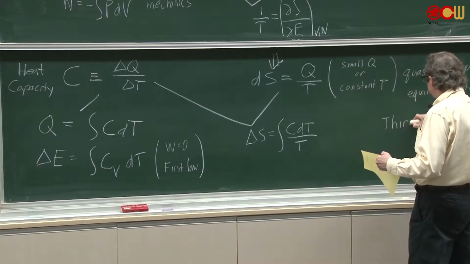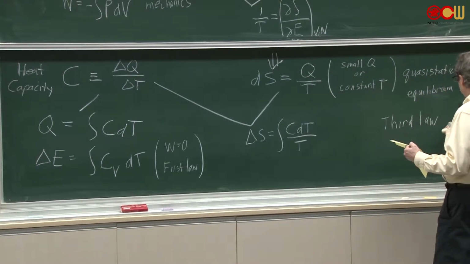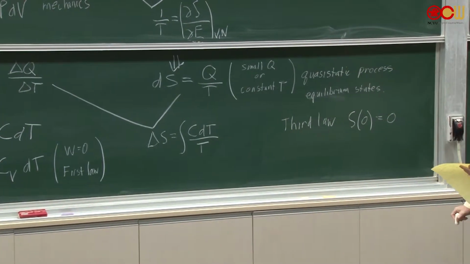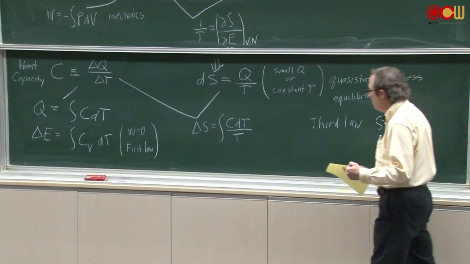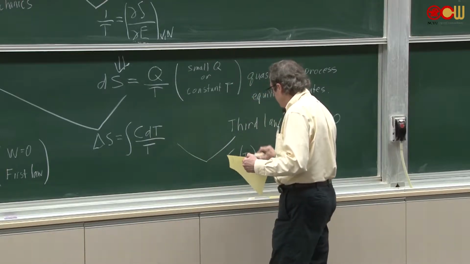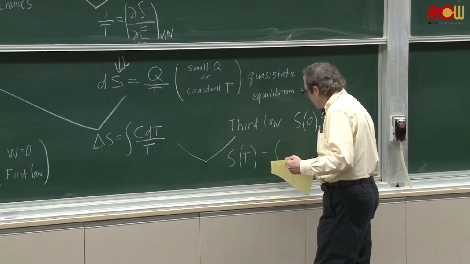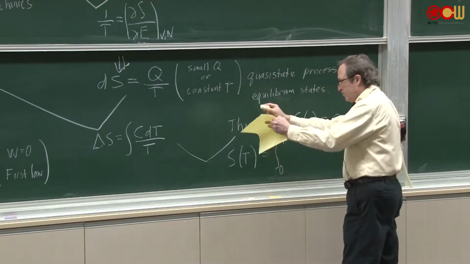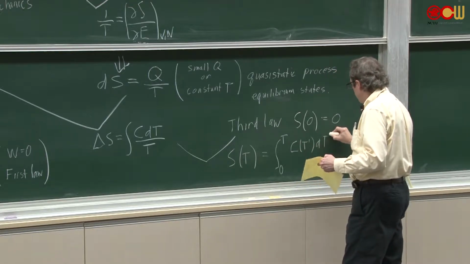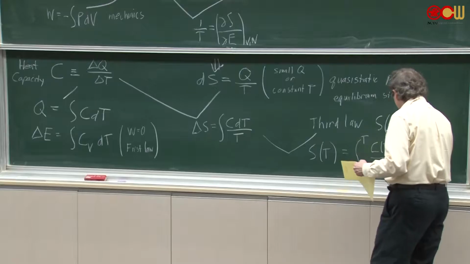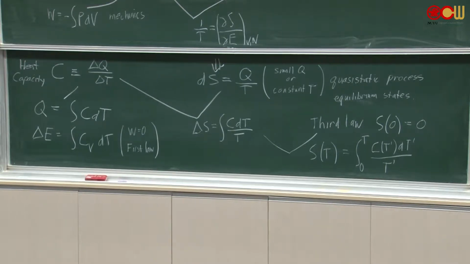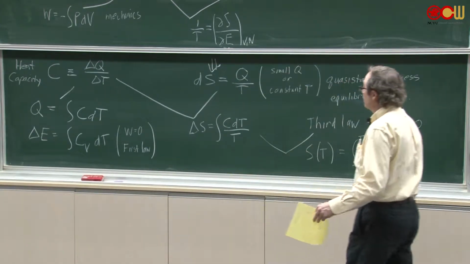third law, which says S at 0 equals 0. So S at T equals 0 is 0. And then this implies S of T is the integral from 0 to T, and then we just put in for C. C can depend on temperature, over T prime. And this T prime here is simply an integration variable. So this is the concept map.